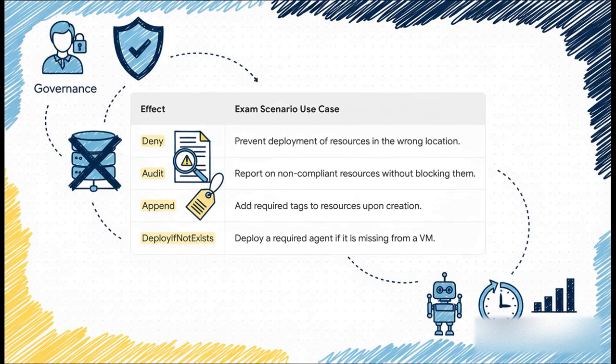This table is basically your cheat sheet for the exam. A question will give you a scenario, and you just have to pick the right tool for the job. Need to flat out prevent something from happening? Use deny. Want to just report on things that are out of compliance without stopping anyone? That's audit. Need to automatically add a required tag? Use append. And what if you need to fix something that's missing, like a monitoring agent? That's what deploy if it exists for.